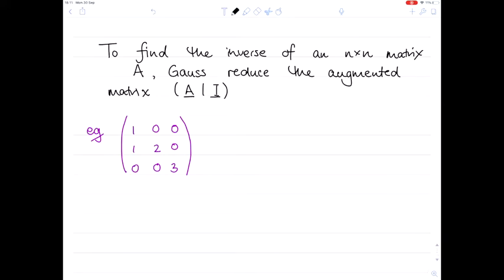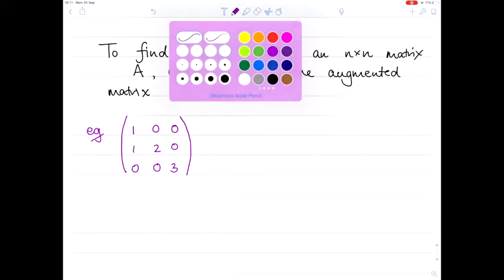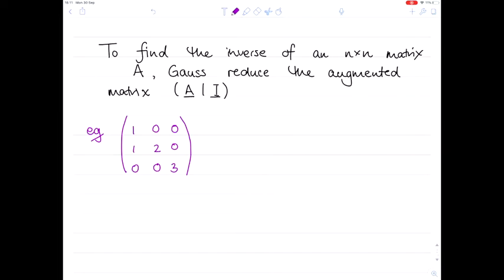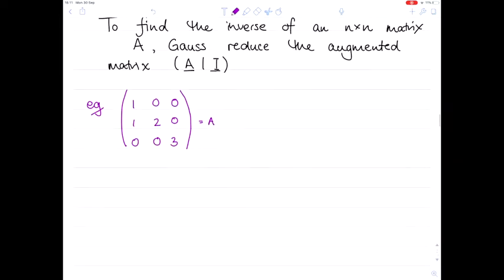So let's just do an example. Here's our matrix A that we want to find the inverse for. So we are going to Gauss reduce. We put A on the left, and we want to end up with our identity matrix there. And I've made this particularly straightforward so that we're not going to tear our hair out with Gauss reduction. Okay, so we have a look.